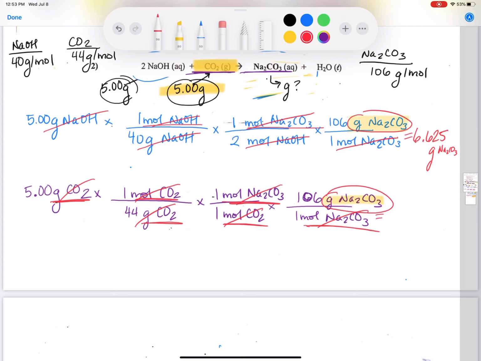And when I go here to my other question, I have 5 divided by 44. I don't need to do times 1 or divided by 1, so I can just go straight from 5 divided by 44 to times 106. And this one, I get a much longer decimal value. So I get 12.04545455. And again, my unit is grams of Na2CO3. So let me write that out a little bit neater for you right here.